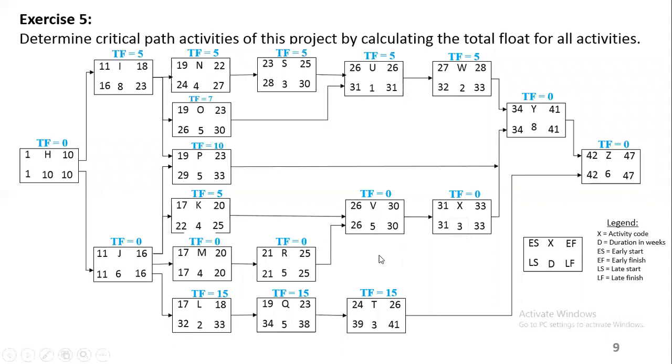So which activities are on the critical path? H, J, M, R, V, X, Y, and Z. Yes, 100%. It's very simple, you see. So if you have mastered how to come up with the network diagram itself, you're actually 90% there already. You should be able to answer the rest of the questions.